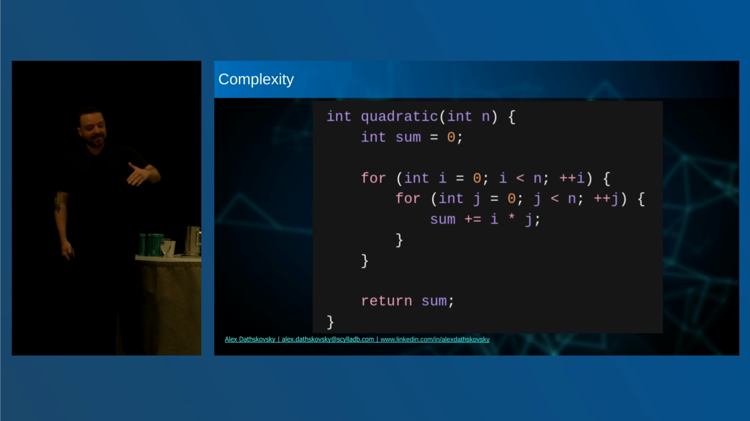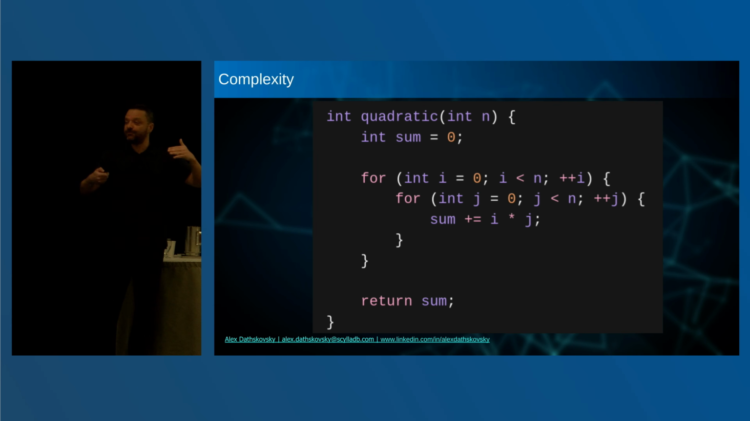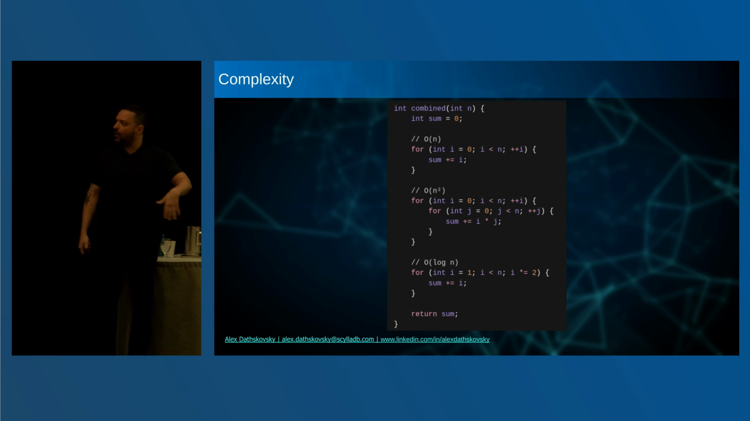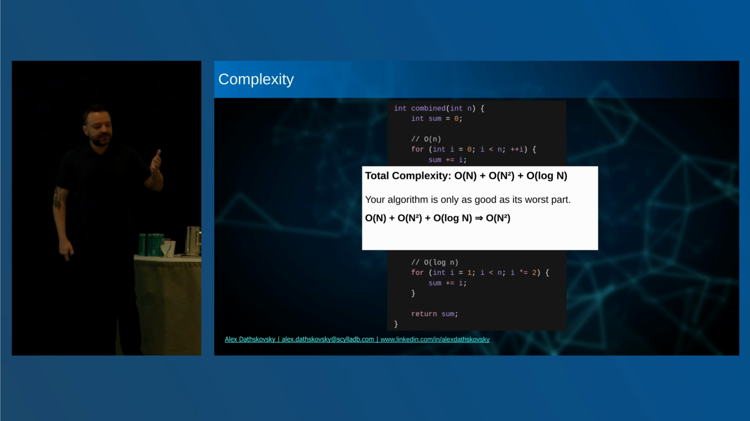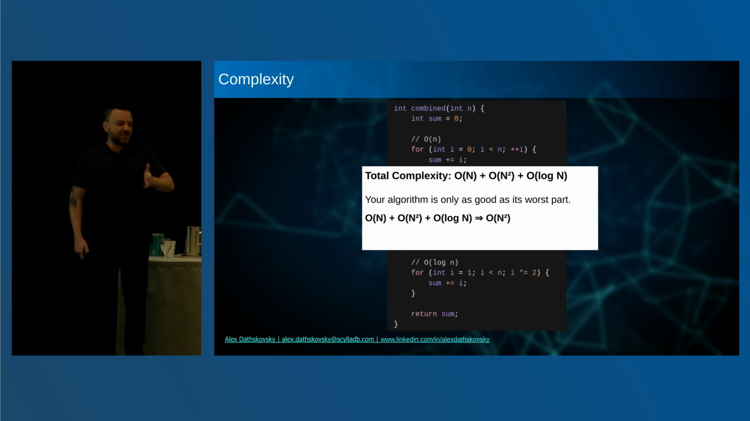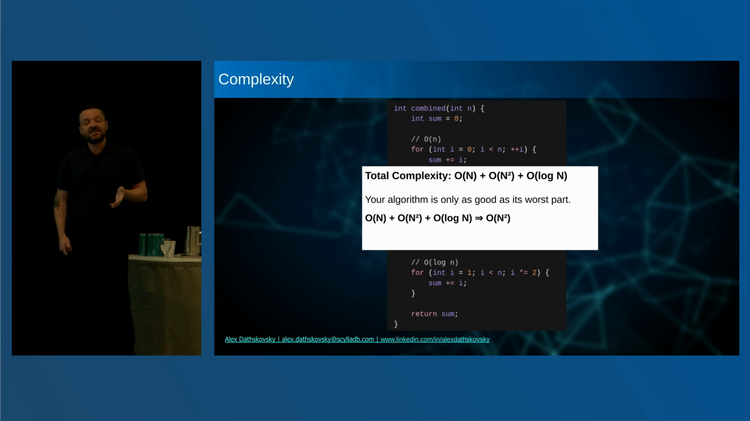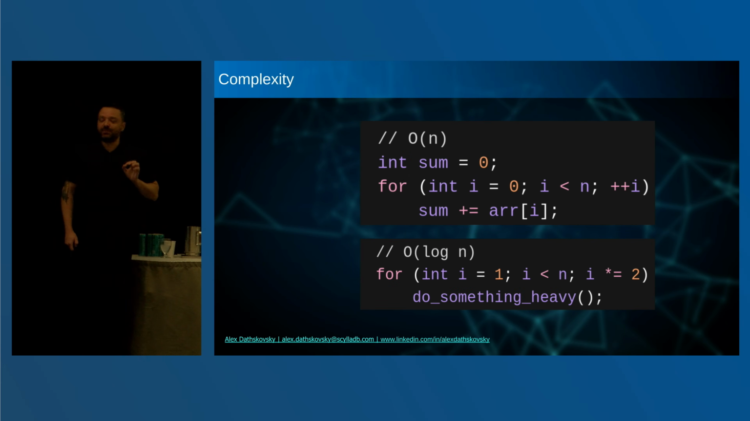So the nested loop runs for n times, and the outer loop runs for n times. Then we just multiply them, and we get n squared. If we combine everything together, we have all the complexities here. But big O notation says that your algorithm runs as good as your worst part of the algorithm. That means if we combine everything together, we still get O(n squared). So those are the simple rules.